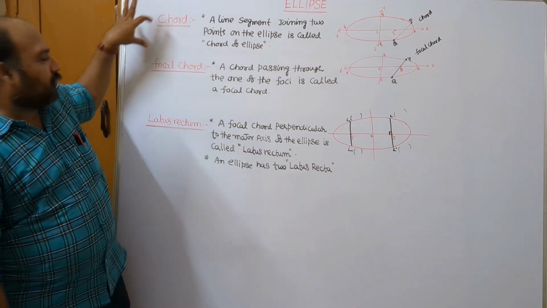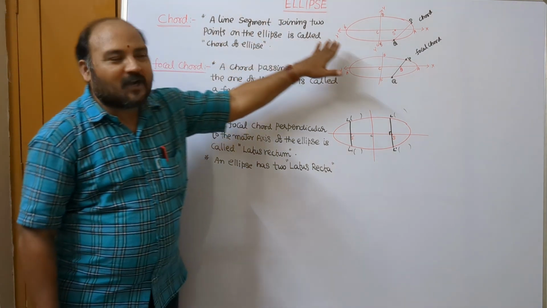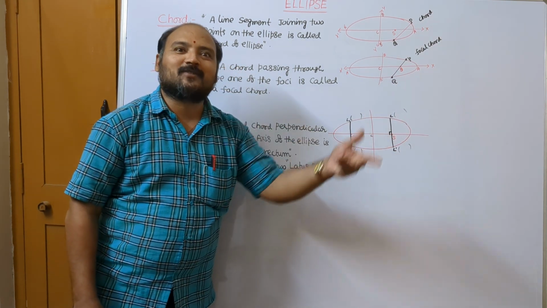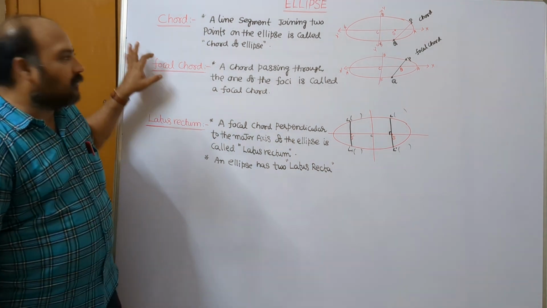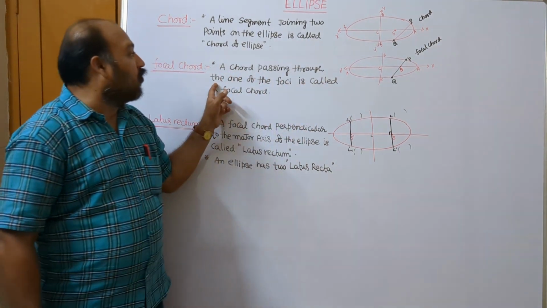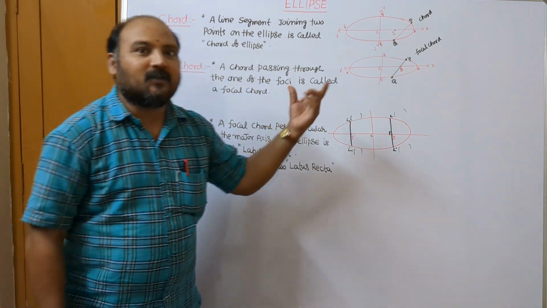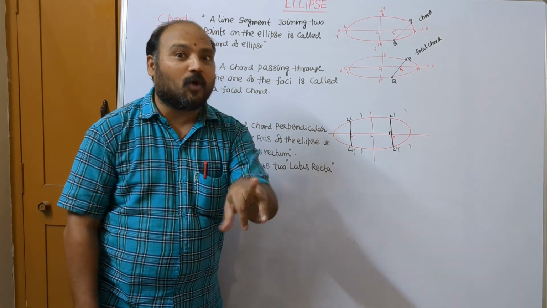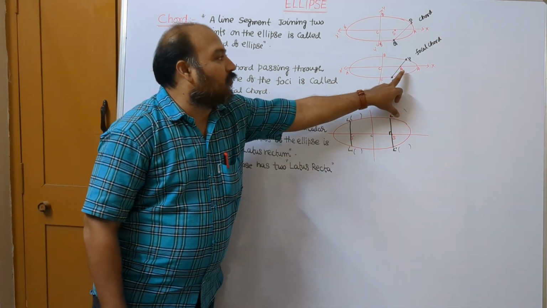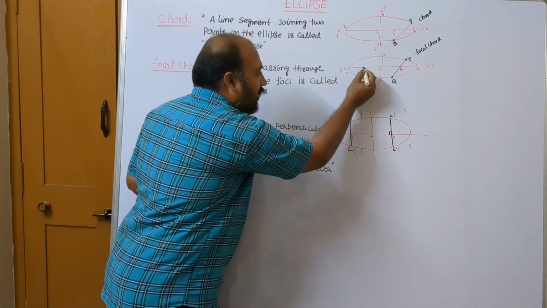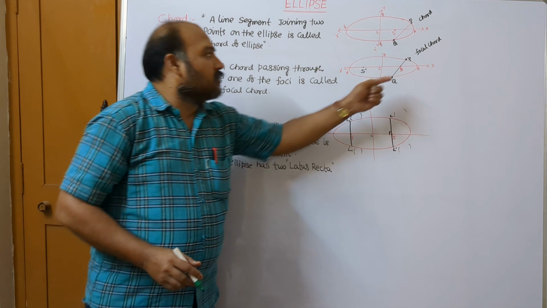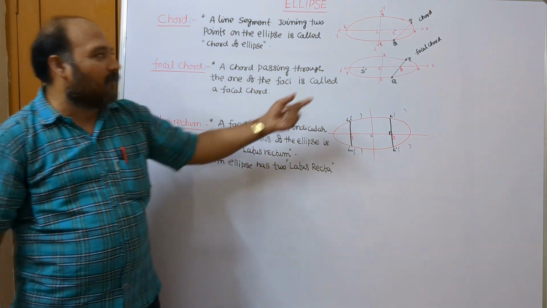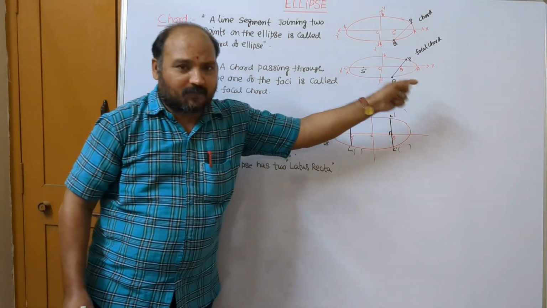Now come to focal chord. After knowing the definition of chord, the chord which passes through the focus of the ellipse is called a focal chord. See here the definition: a chord passing through one of the foci. I already discussed that for the ellipse, 2 foci are there. Focus is singular, foci is plural. So here S, here S dash, another one is also there. Any chord passing through one of the foci is called a focal chord. From the figure you can observe that PSQ is a focal chord.